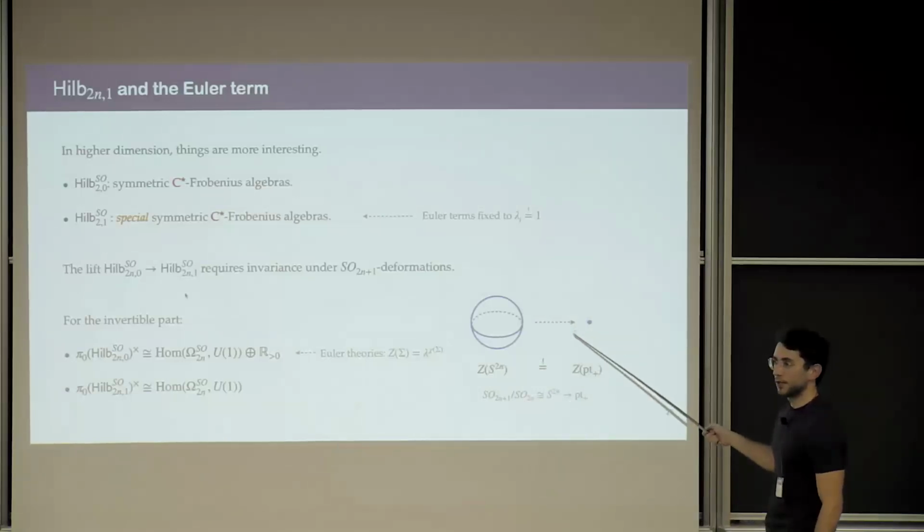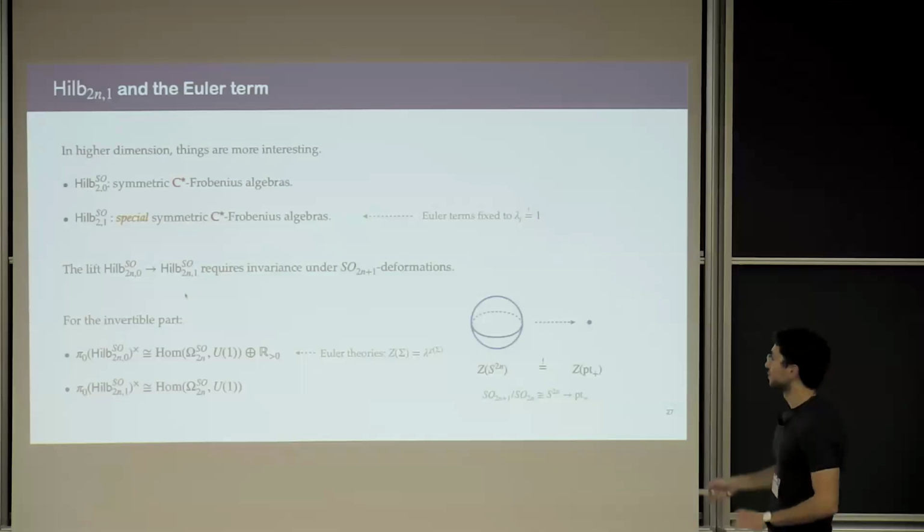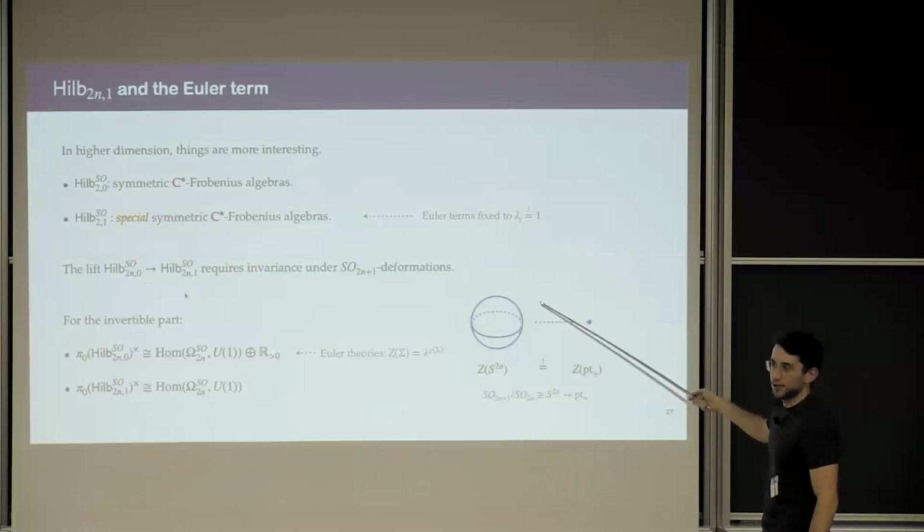For the invertible one? Well, yes, the Euler we know it's an invertible TQFT, so the dimension should be equal to 1. For the non-invertible one, we are not going to require it to be equal to 1.